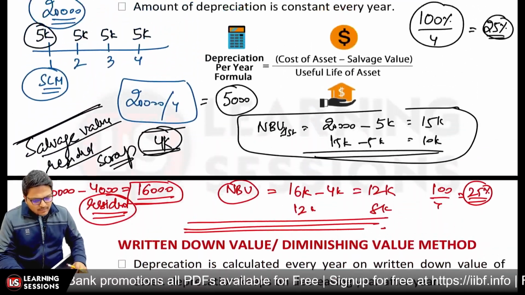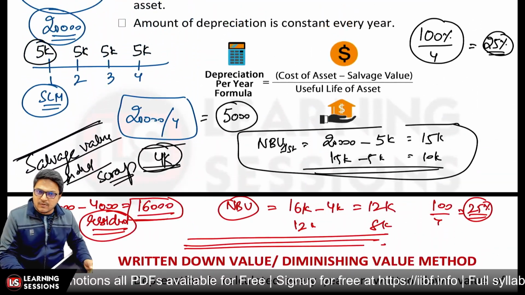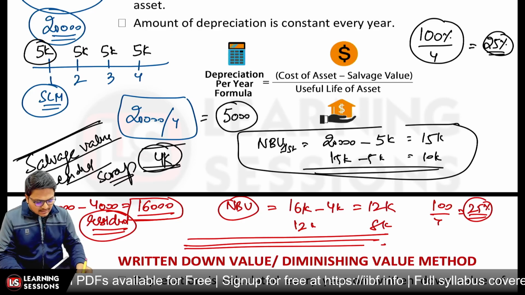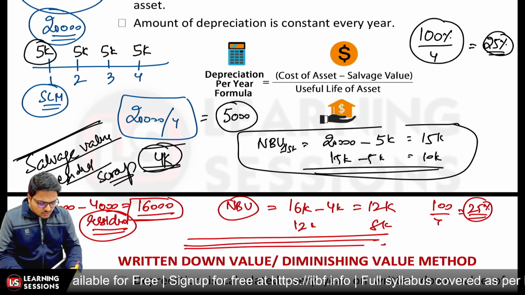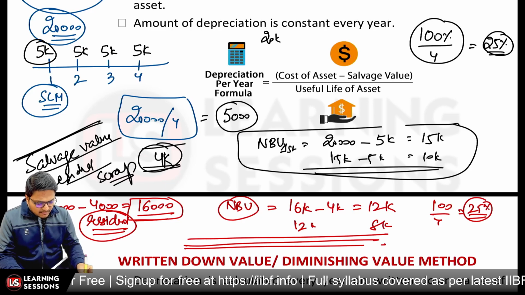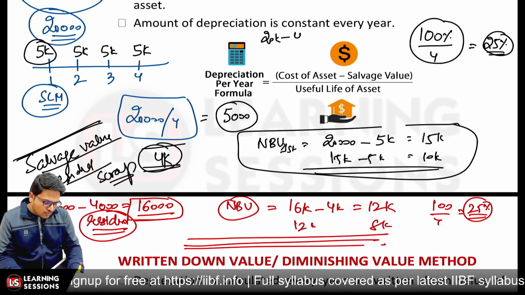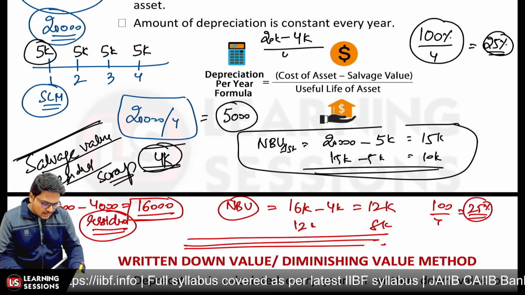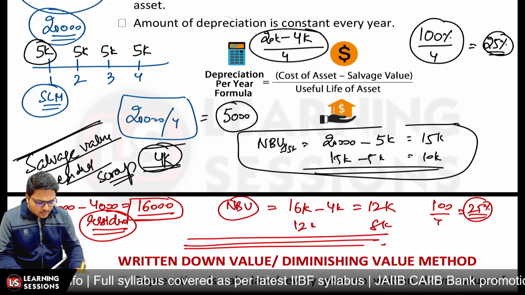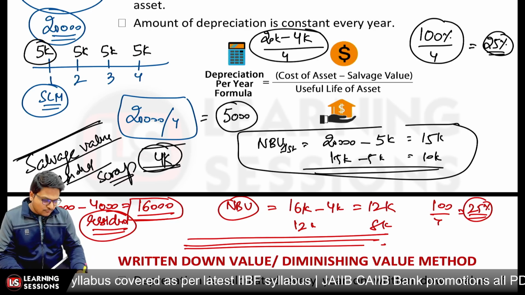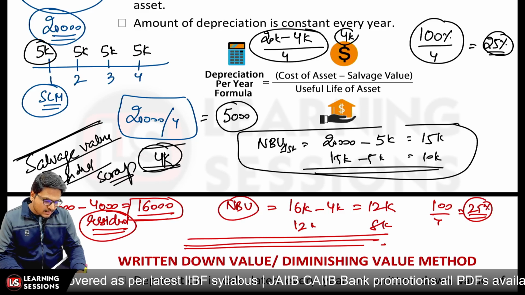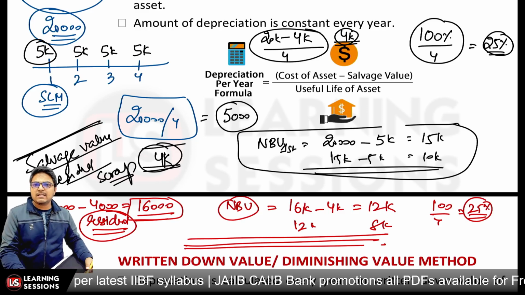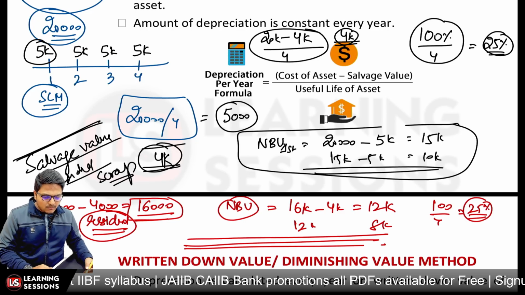And what is the formula? The formula for depreciation per year is based on the cost of asset. We considered the cost of the asset to be 20,000 rupees, the salvage value was 4,000 rupees, and the useful life of the asset was 4 years, right? So depreciation per year would be 16,000 divided by 4, that is 4,000 rupees. This way we can easily calculate the depreciation value per year, right?